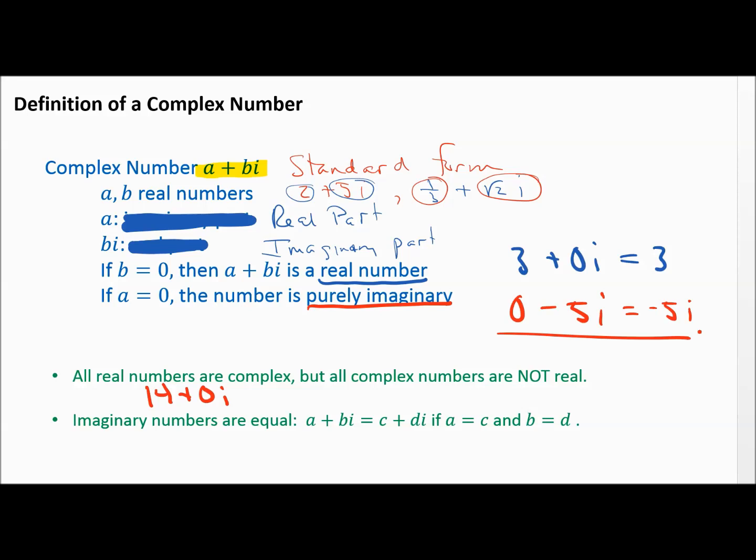The next thing, imaginary numbers are equal, and this ought to make perfect sense to you. A plus bi is the same number as c plus di if a and c are the same number, and also if b and d are the same number. Then you know that they're equal to each other.